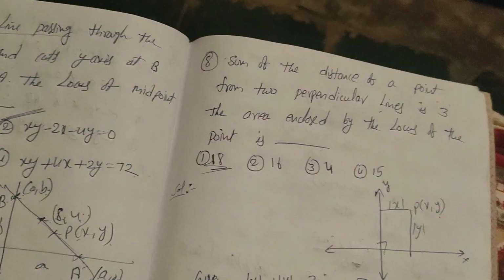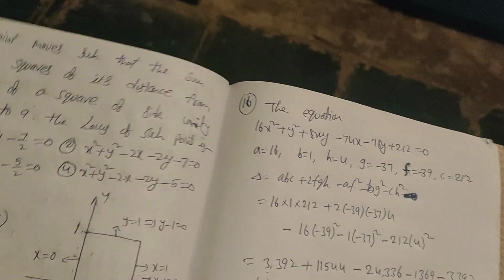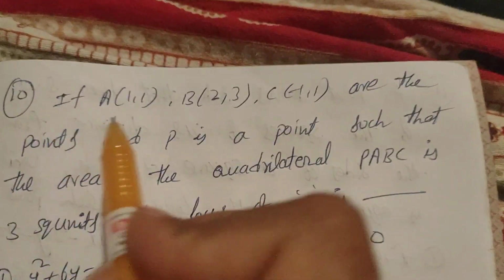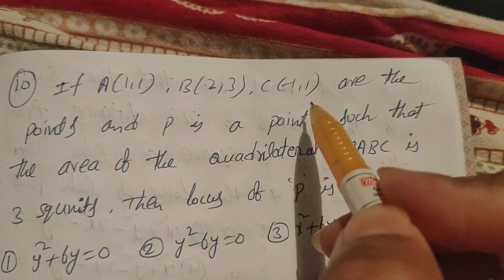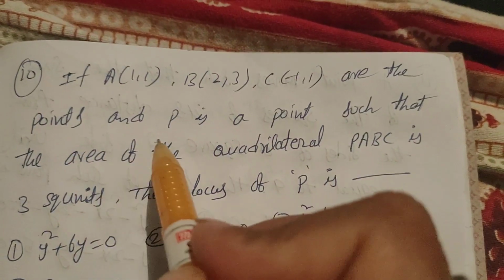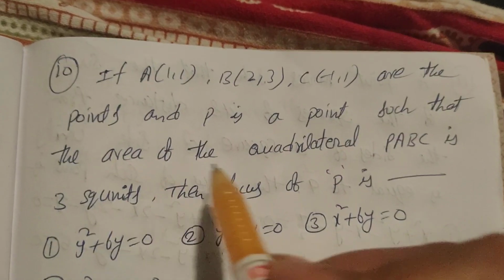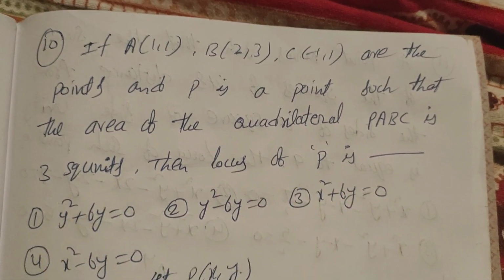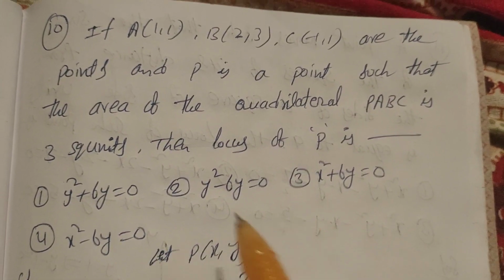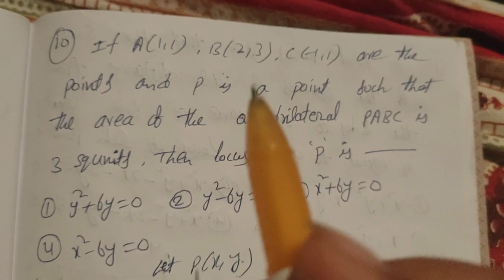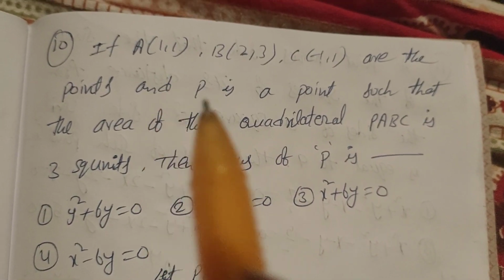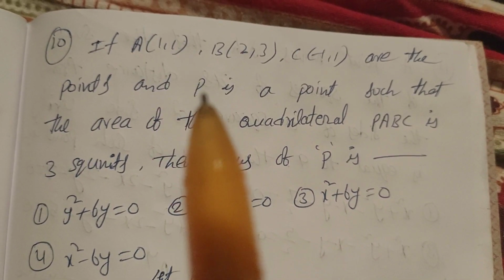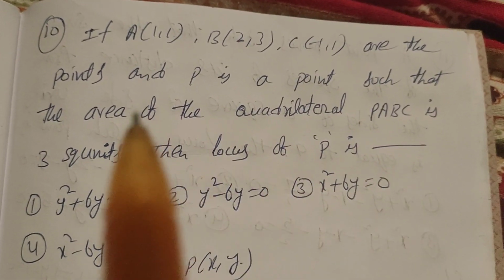Okay. Next problem, 10th one. If A(1, 1), B(2, 3), C(-1, 1) are the points and P is a point such that the area of the quadrilateral PABC is 3 square units, then the locus of P is. So they gave some options here. According to the question, what is being asked? Find the locus of P such that the area of quadrilateral PABC is equal to 3 square units.